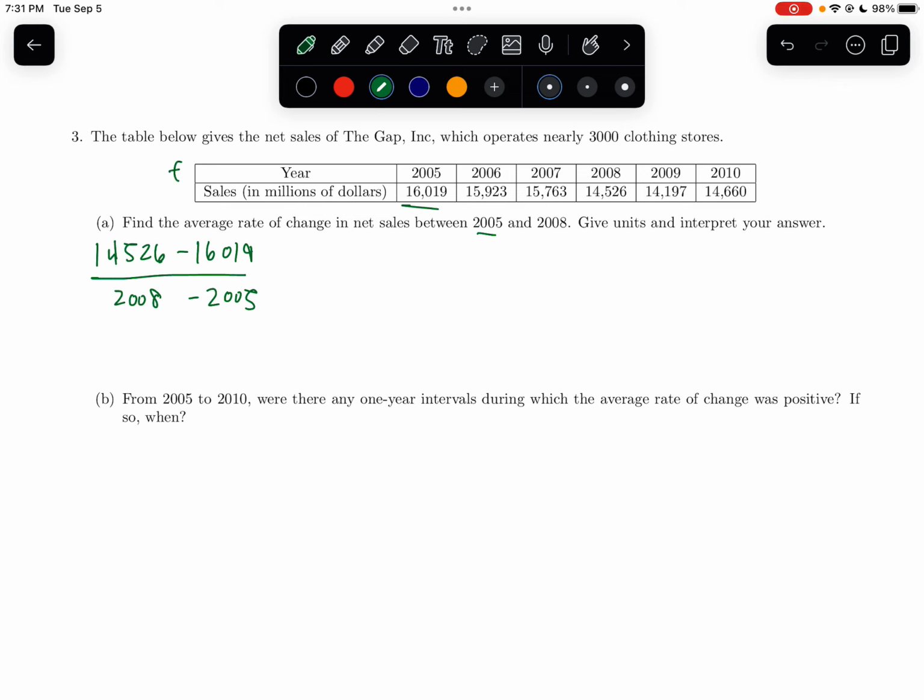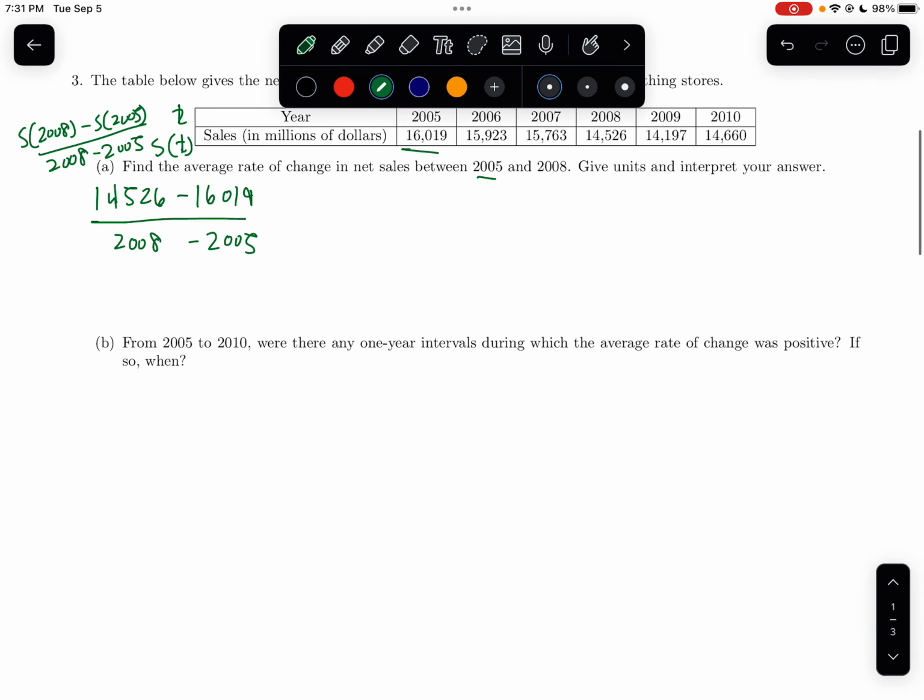So if this was your function f, and let's say the input was the year t, and maybe this was something like p of t, or s for sales, then this would be s of 2008 minus s of 2005 divided by 2008 minus 2005. So we're using the same formula that we have above, just applied to this table.